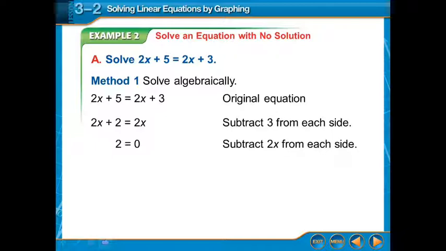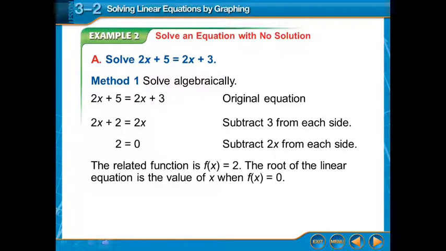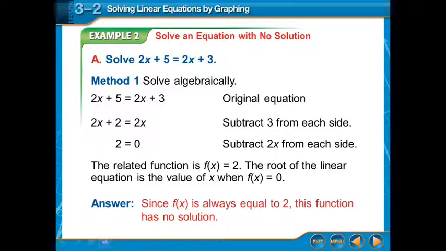It's a false statement. We don't have a value for x that, when we put that in for x, will give us a true statement. So the related function, the root of the linear equation, is the value of x when f of x is 0. And since f of x is always going to be equal to 2, this function has no solution.